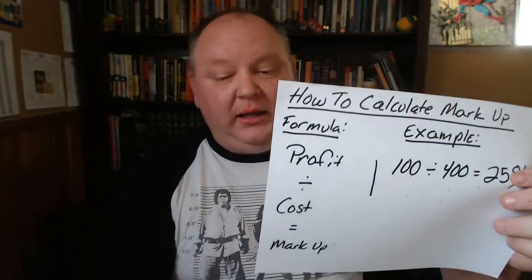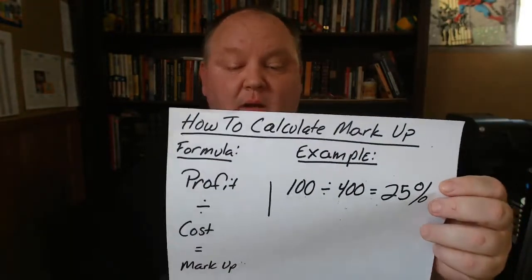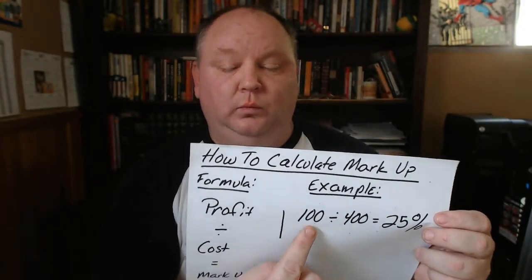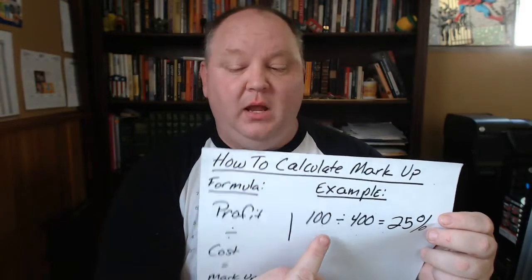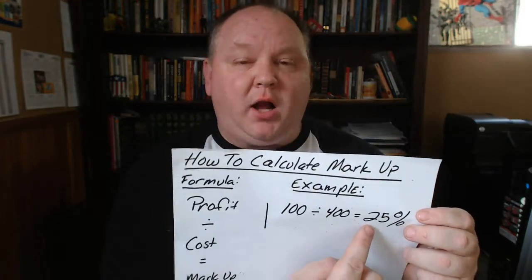Now, how do you figure out your markup? How do you figure out the markup? Okay, that's easy. The formula is profit divided by cost equals your markup. So our profit, $100, right? Divided by cost, $400. Our markup was 25%. Now you're like, wait a minute. How is it 25% when you're getting 20% profit margin? If it's a 20% profit margin, how can the markup be 25%?